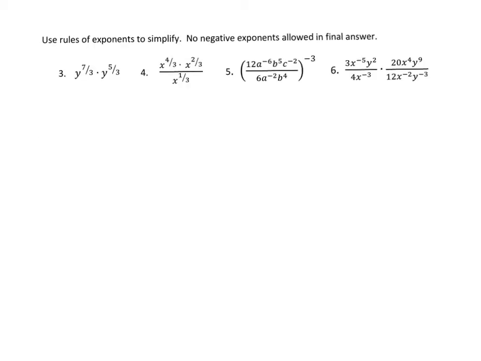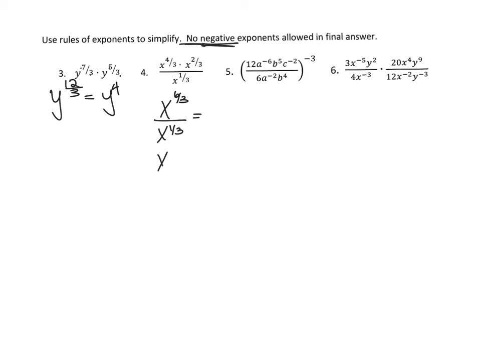All right, using the rules of exponents to simplify, and we're not going to leave any negative exponents. So when we multiply powers, we add the exponents. So y to the 7/3 plus 5/3. 7 plus 5 is 12/3, which reduces to 4, y to the 4th power. Number 4, we're going to add 4/3 plus 2/3. So that's x to the 6/3 over x to the 1/3. Then we'll subtract our exponents. 6/3 minus 1/3 is 5/3. So x to the 5/3 power.